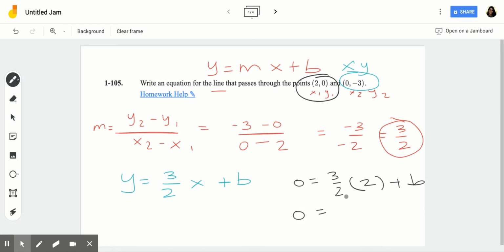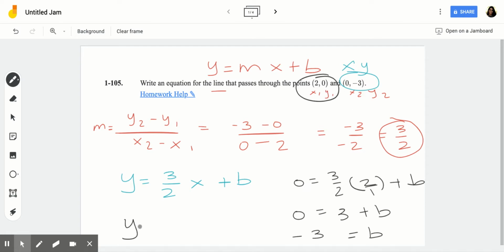0 equals, these two will cancel out because this 2 is on top. It's like 2 over 1. 3 times 2 is 6, and 6 over 2 is 3. Or you can just cancel these 2's, so you get 3 plus b. We're going to get b by itself by moving the 3 to the other side, negative 3. Just like we had thought, because this is the y-intercept. So if you realize that, you could have just plugged in negative 3.